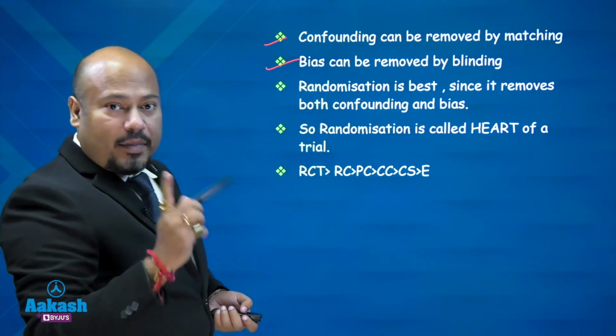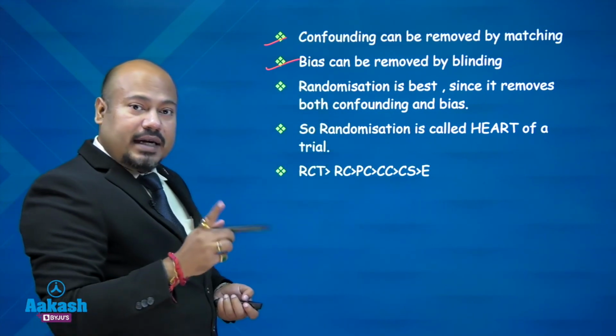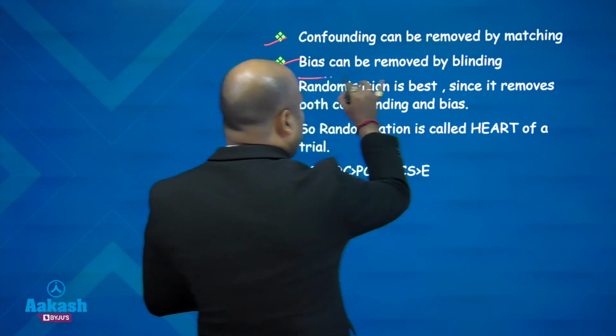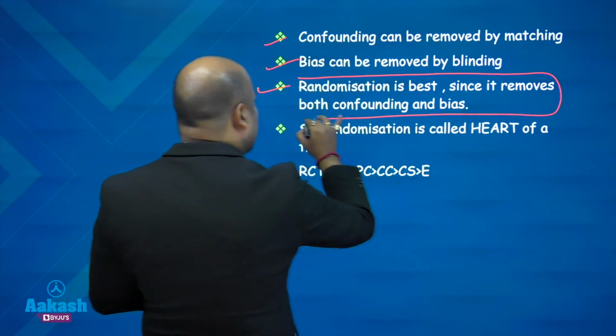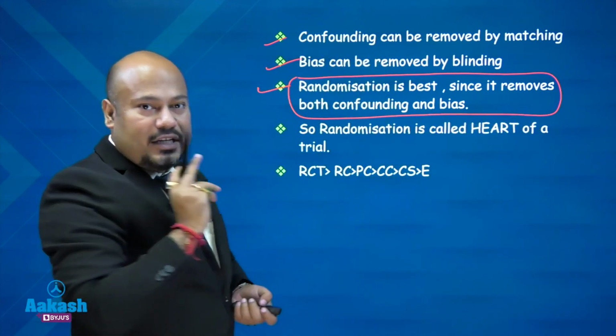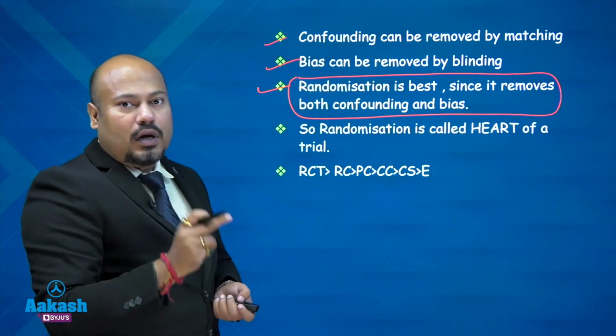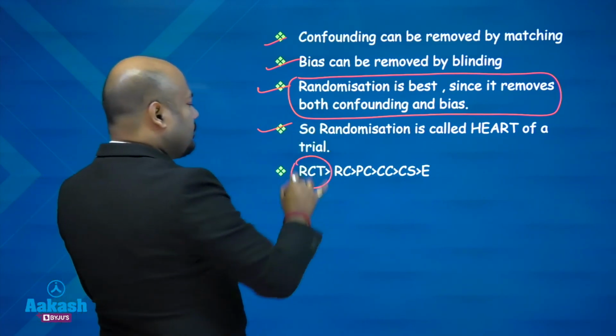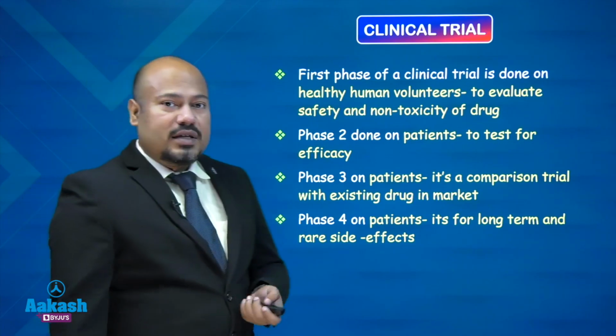But why is randomization the best technique? Because it can remove both confounding and bias, right? Randomization, very important point, it's the best because it can remove both confounding and bias. That is why randomization is called the heart of a trial, okay? It's the heart of a trial. It's the best trial.